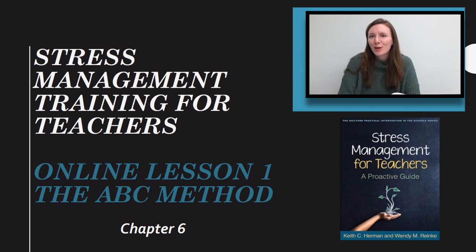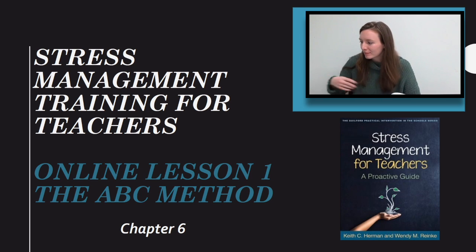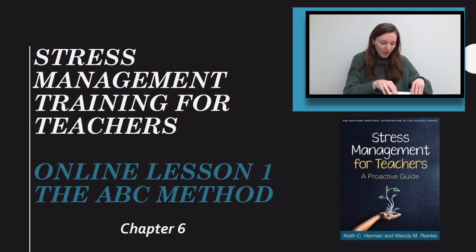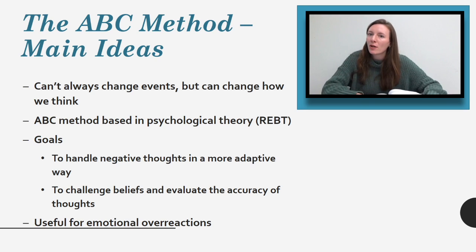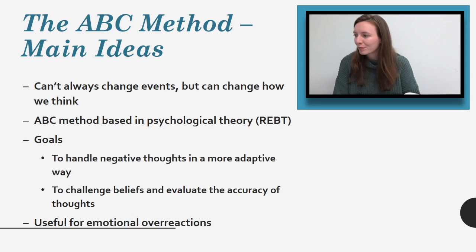Hi, this is the video for the ABC method from the adaptive thinking section. This is chapter 6 from the book, and it starts on page 83. I also have some PDFs if you want to print out. Those can be easier to write on than in the book. We'll go through an example and then I'll have you practice on your own.